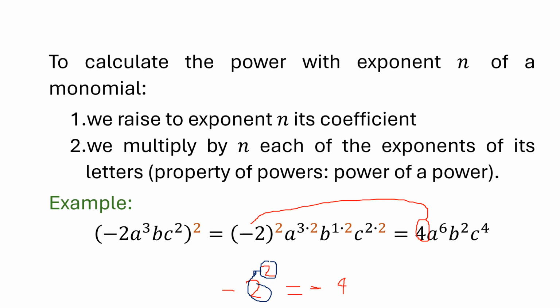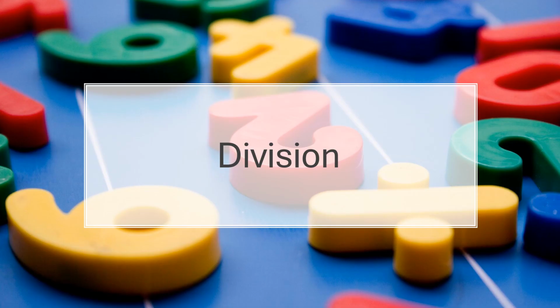Okay, then for the other things, we're just going to do a to the 3 times 2, which is the 2, of course, is the exponent. So we're going to do 3 times 2, 1 times 2, 2 times 2, and this is pretty straightforward, I guess. Now let's talk about division.